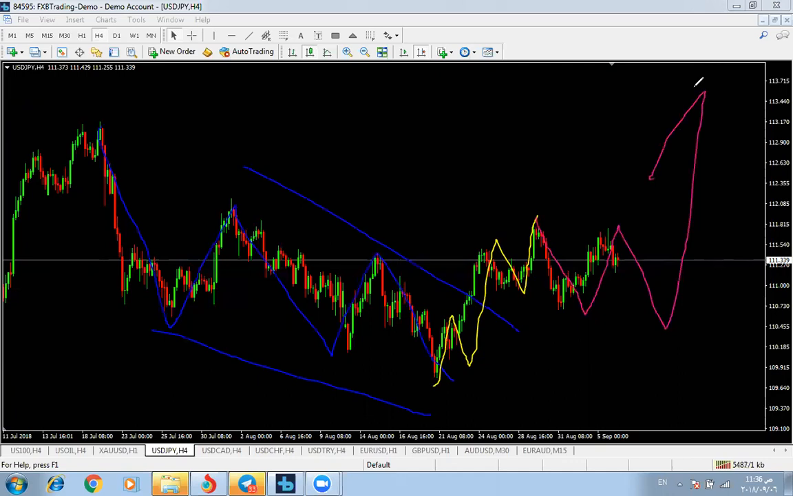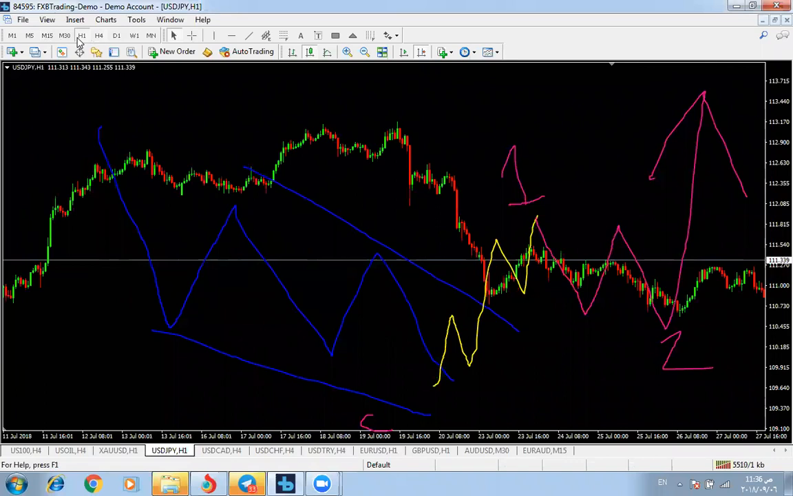Then the price will start to the upside. Let me nominate this as C. This is C. This is 1. This is 2. C. So we might see a leg down in the price. Since the structures, let me go to lower time frames. Okay. Right.